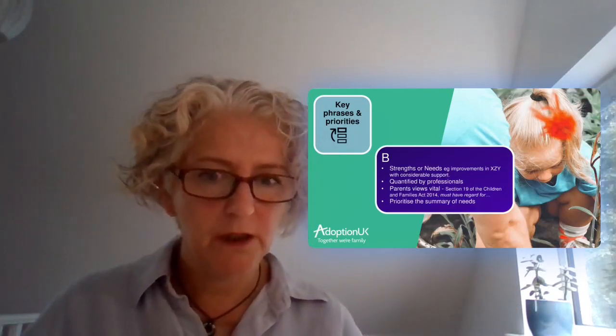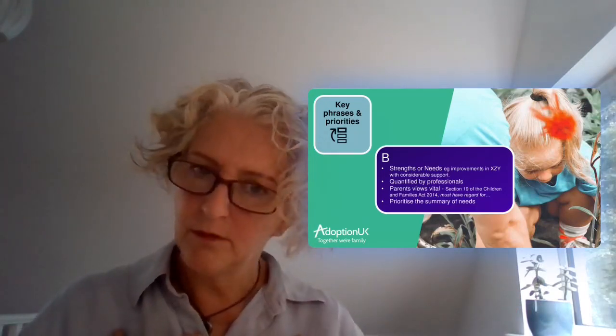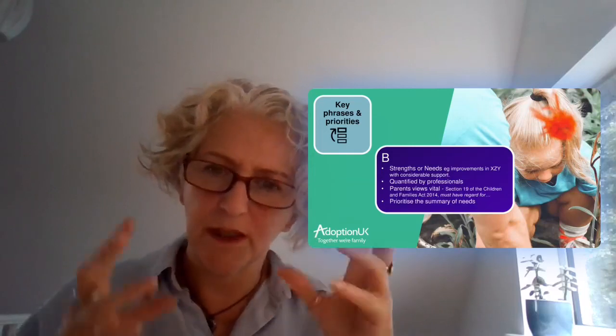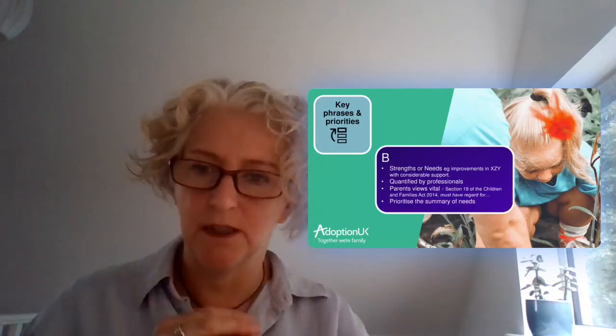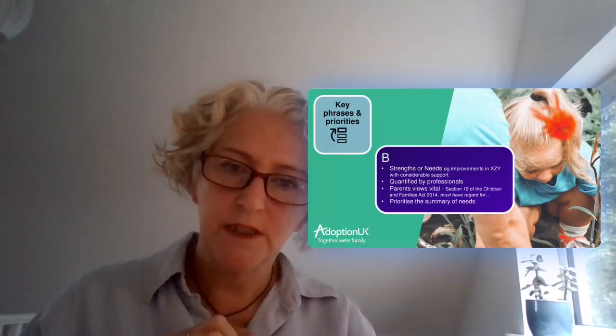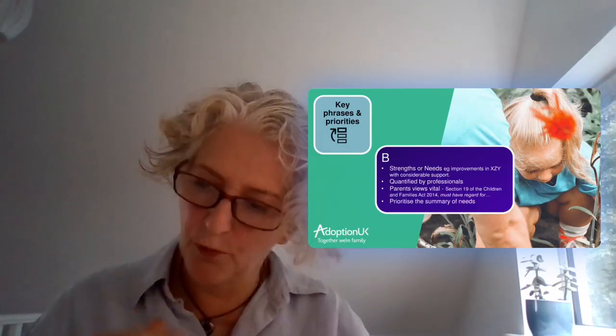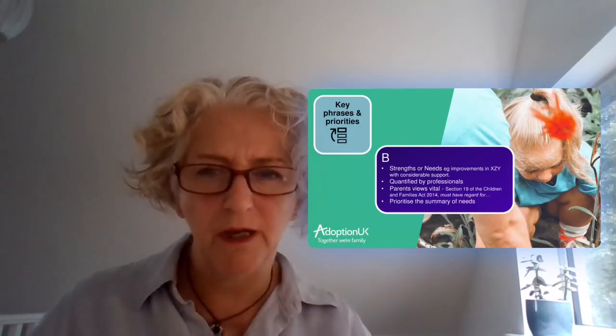If I'm flicking through an EHCP, I personally would look at the summary of needs to give me an immediate insight into that child. If I see it, we naturally look at where's the priority. So just think about how that's being read and make sure there's information written in there.